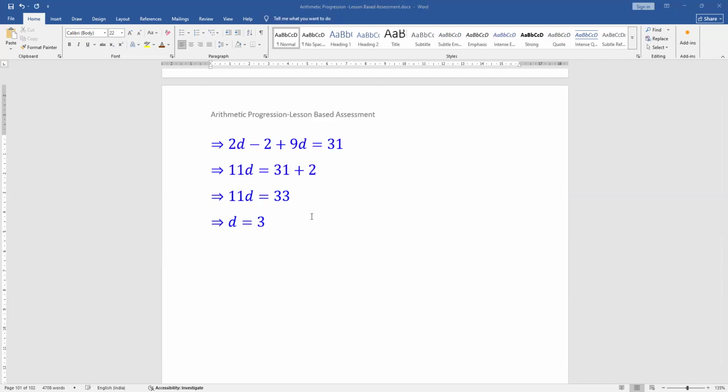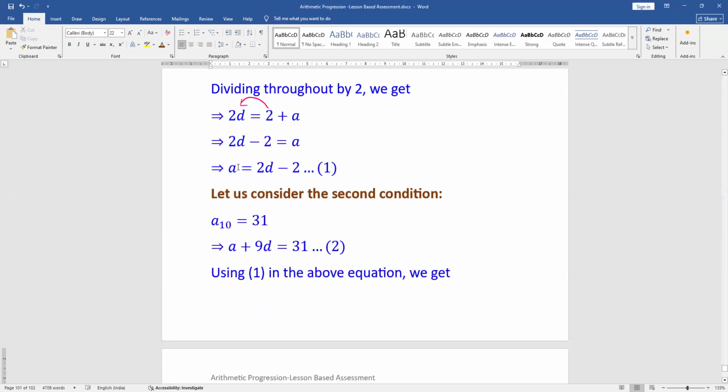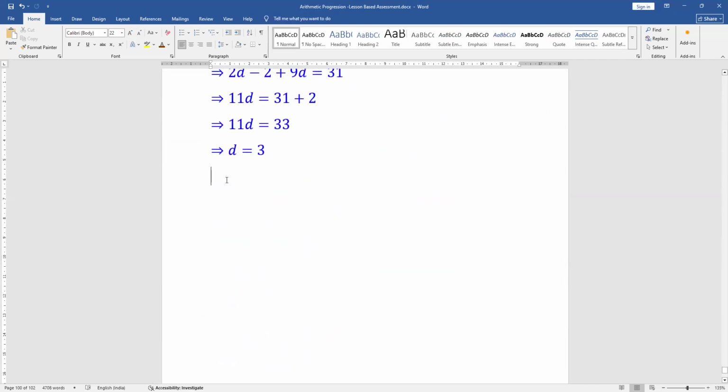Now, once I got D as 3, next put D equals 3 in equation 1. Where is equation 1 here? Here is equation 1. When I put the value of D, I get the value of A. So I write the statement here: now put D equals 3 in equation 1.